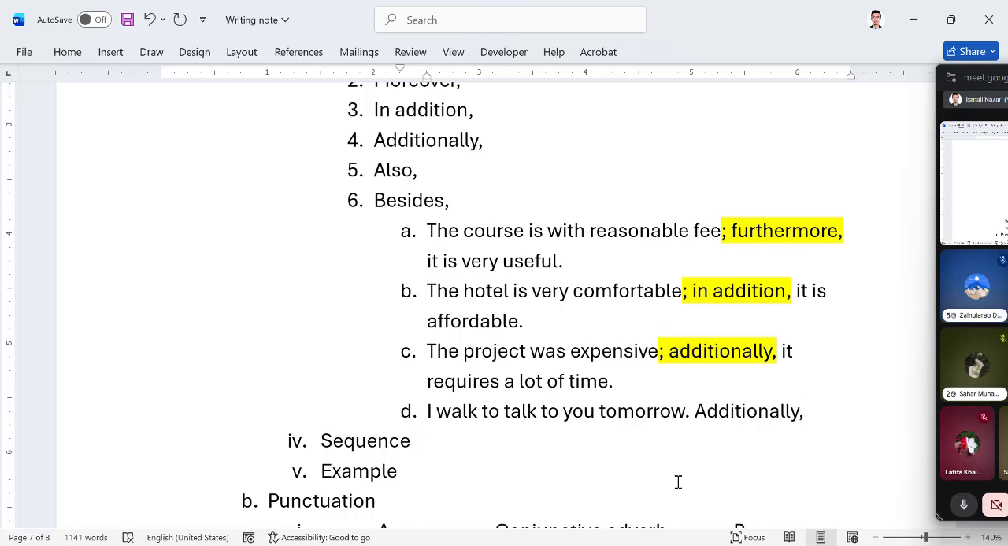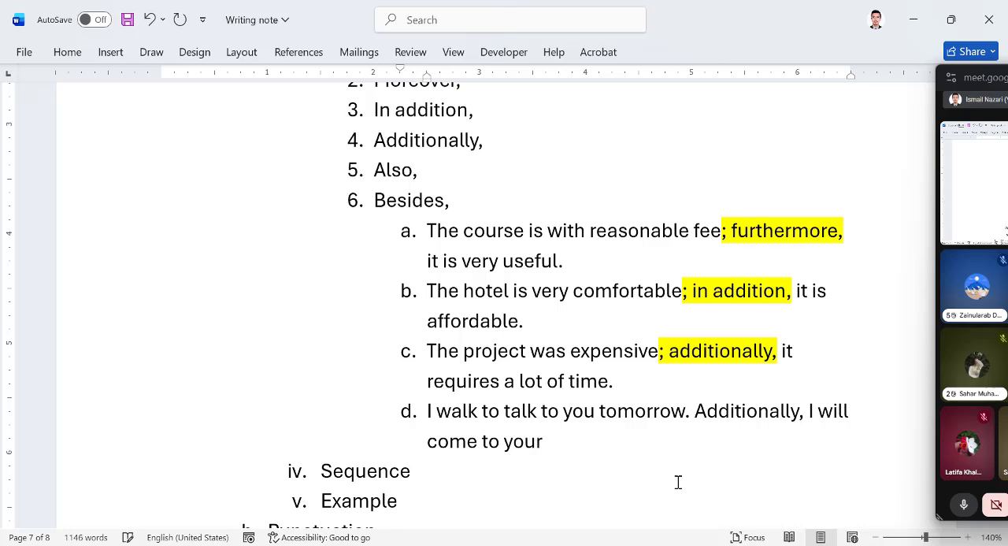So as you mentioned, it's not a complete sentence. Let me change it. Additionally, I will come to your home too. Is it okay? Yes, I'll come to your home as well, for example, to visit the family, like this. So these are the ideas.